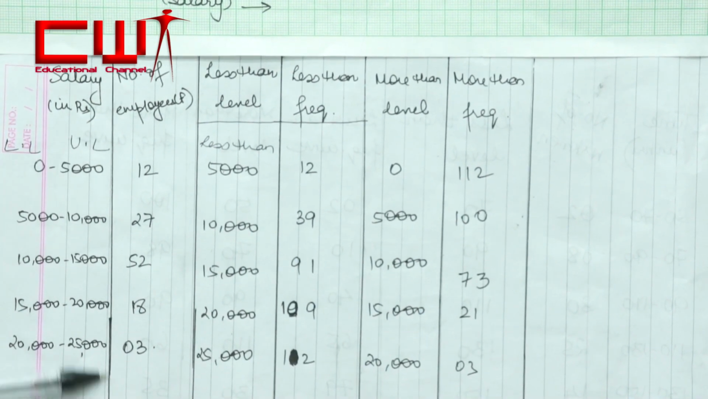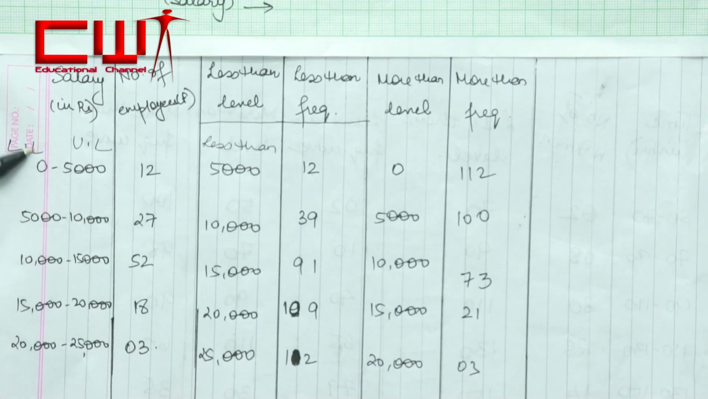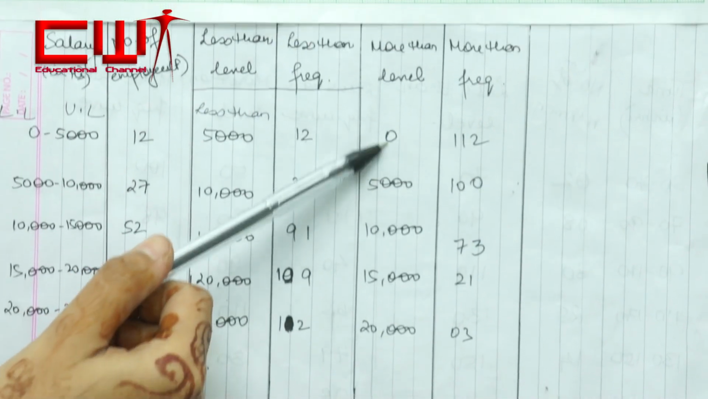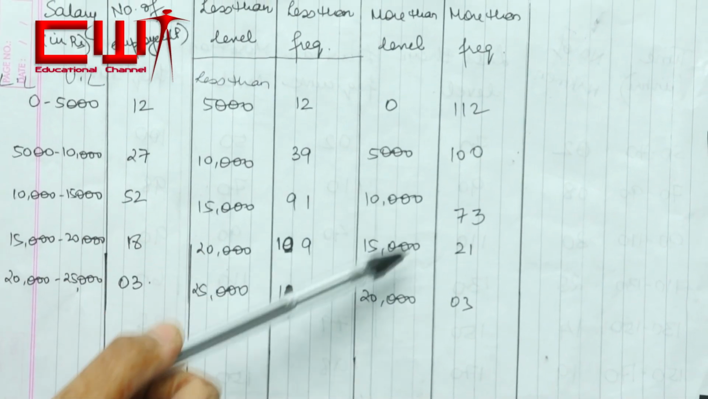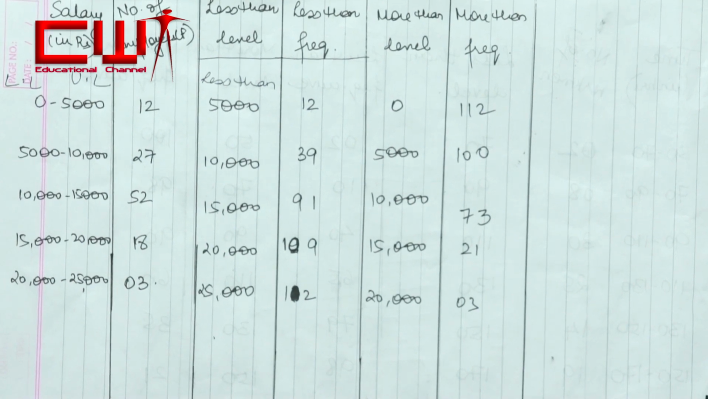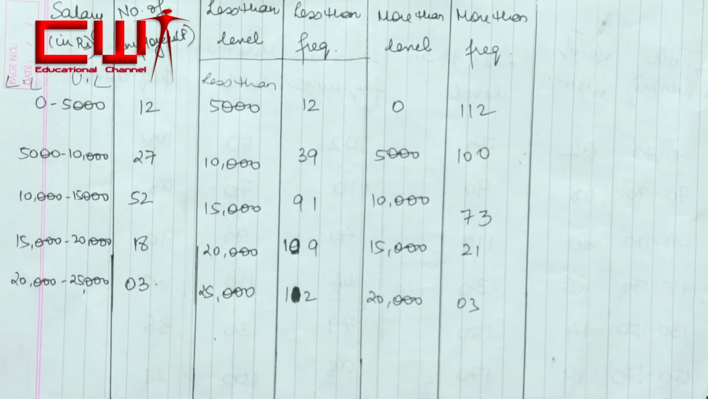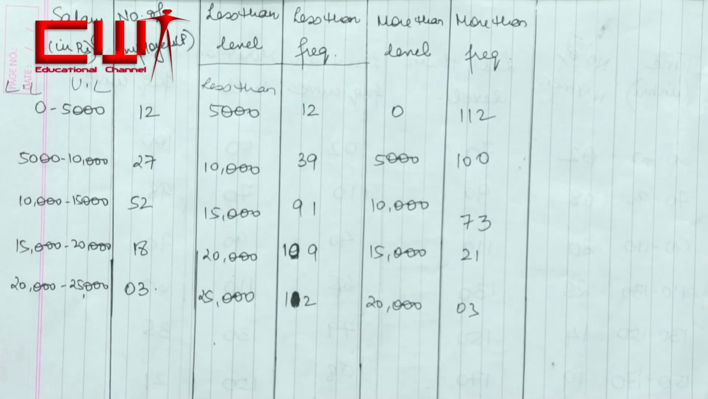For less than, you take all the upper levels, and for more than, you take all the lower levels, like 0, 5,000, 10,000, 15,000 and 20,000. This you will take in the more than level. Now how will you find out the more than frequency?